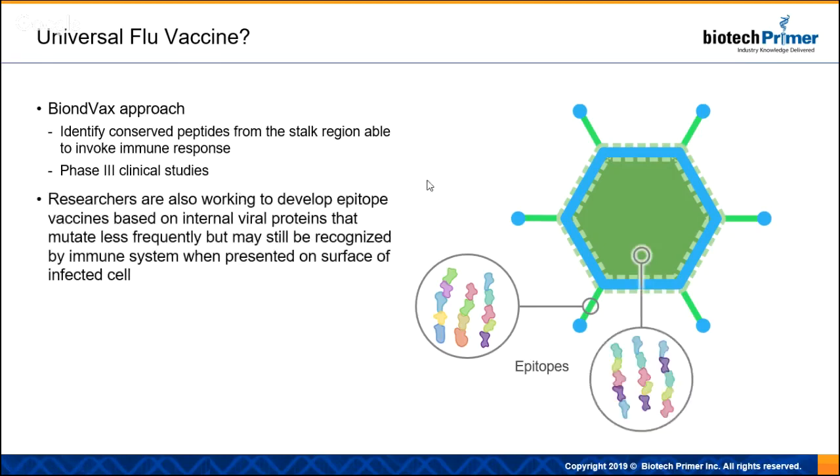And another approach is targeting internal antigens. So again, we talked about antigen presentation. This would allow us to generate a T cell response as part of the vaccine against some of these internal antigens that may be presented on an infected cell surface.